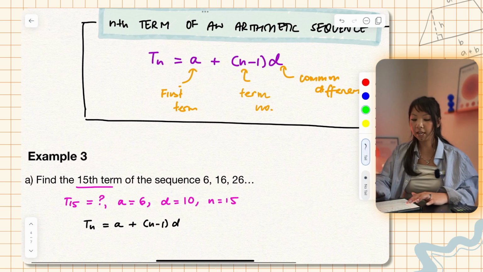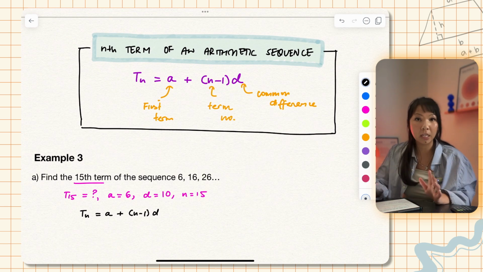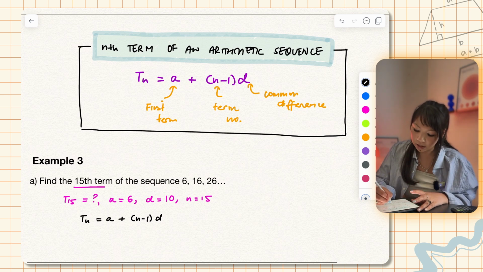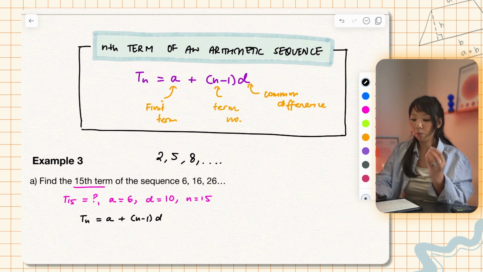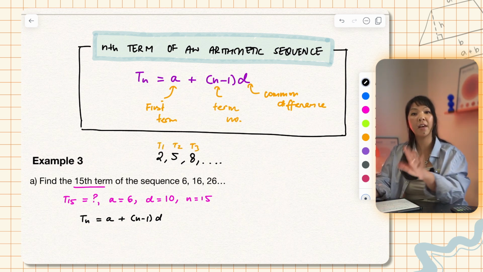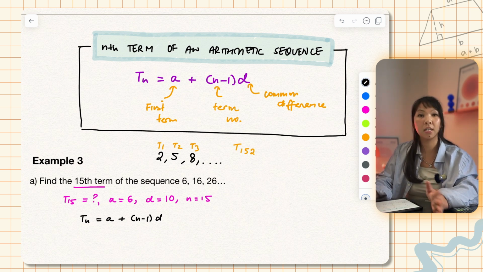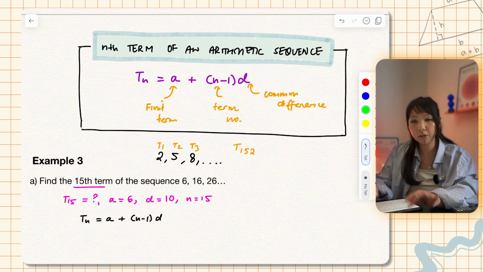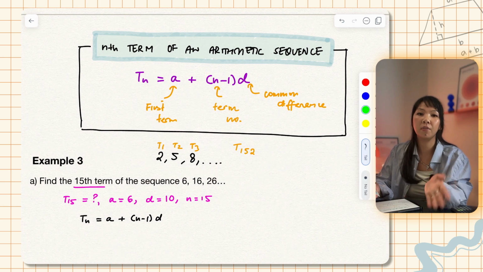I should also mention that the purpose of using this formula is, let's say you have some sort of sequence. Let's say the sequence is 2, 5, 8, and so on. We can see that they've given us the first 3 terms, but what if I wanted to write out the sequence for a very long time and figure out what the 152nd term is? So what is T152? It would be extremely tedious to keep adding 3 every single time and counting up until you reach the 152nd term.